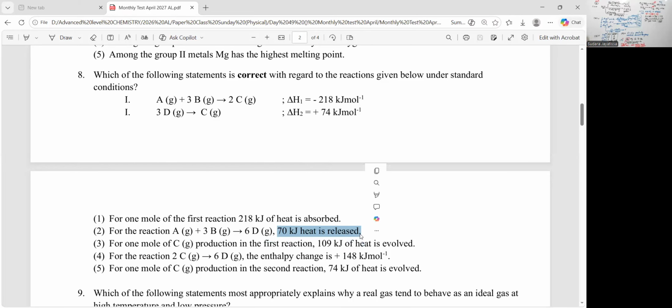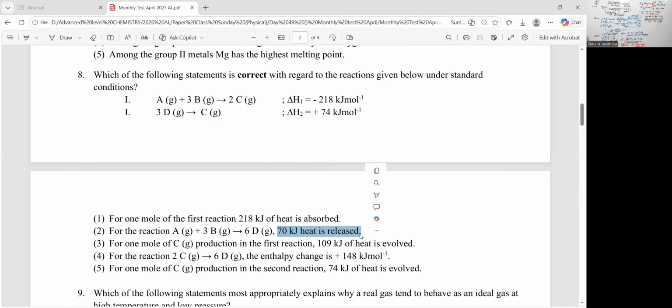Now let's see why the fourth and fifth are wrong. The fourth statement tells for the reaction 2C goes to 6D. Now that means you have reversed and multiplied by 2. So the enthalpy change is minus 148. This is a small mistake. So it is minus 148. That is the answer. So it is not endothermic, it is exothermic. So that's why the fourth statement is wrong.